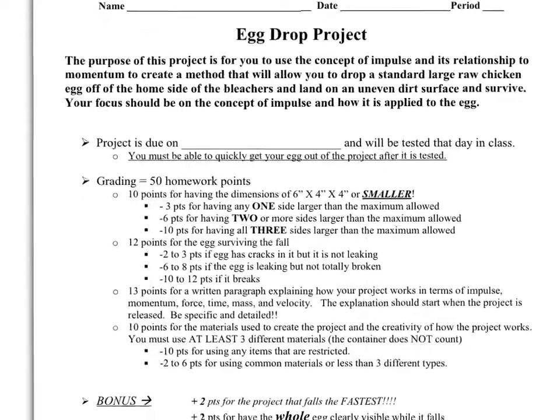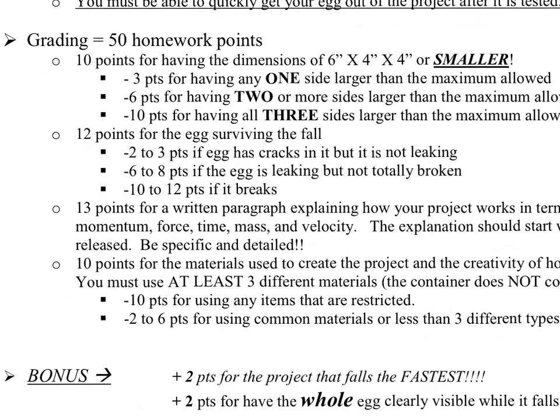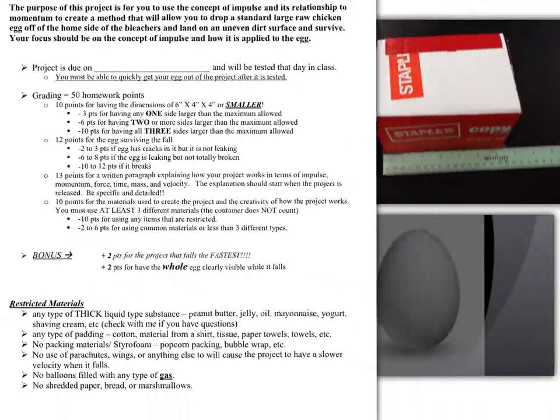Let's move on to the egg surviving the fall. We have 12 points for the egg surviving the fall. You lose 2 to 3 points if the egg cracks but it's not leaking, 6 to 8 if it's leaking but not totally broken, and 10 to 12 if it totally breaks.